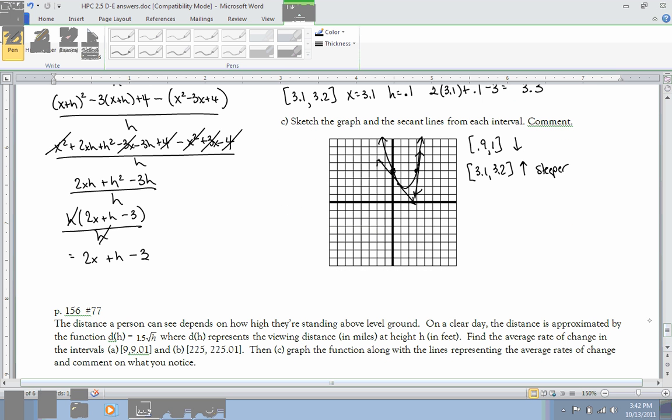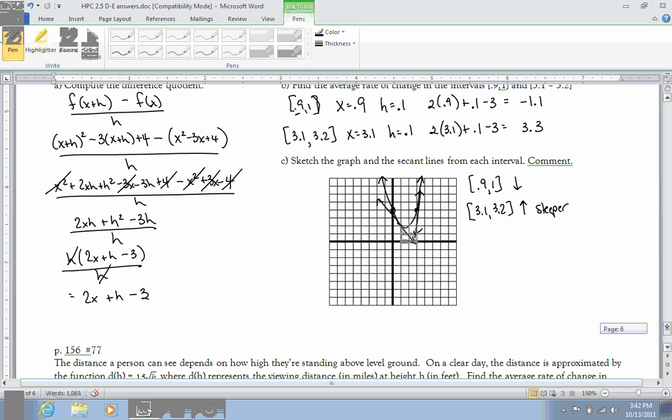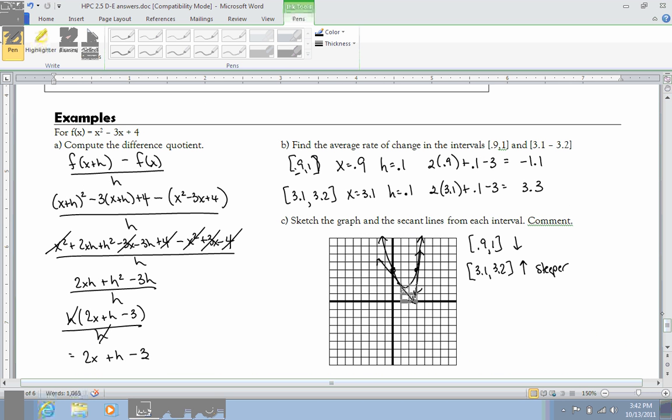You can do page 156, number 77 as another example if you want, or wait until class and do some of your homework problems. And that's it.